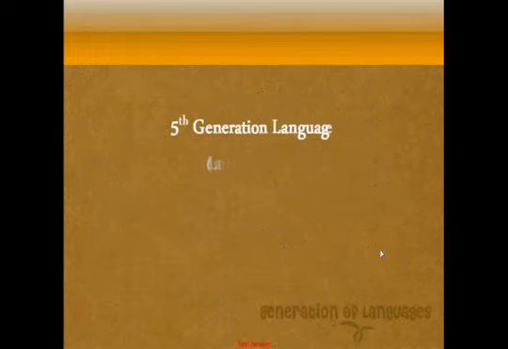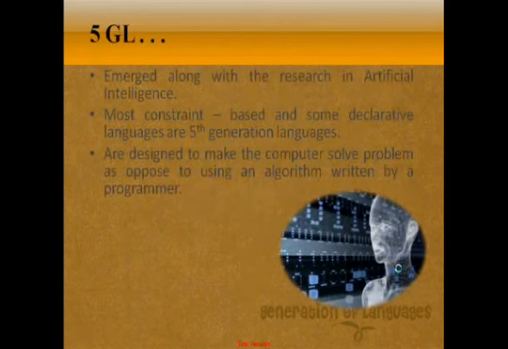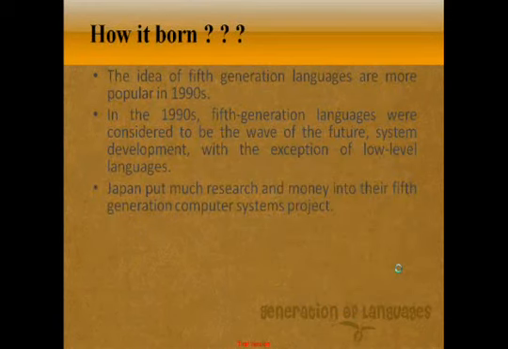Now let's talk about fifth generation language, which is an artificial language that emerged along with research in artificial intelligence. Most constraint-based and some declarative languages are fifth generation languages, designed to make the computer solve problems as opposed to using an algorithm written by a programmer. The idea of fifth generation languages was more popular in the 1990s.